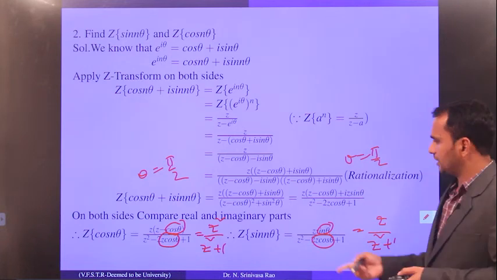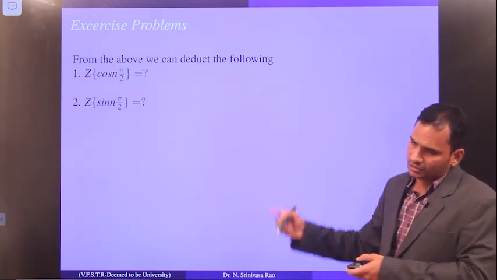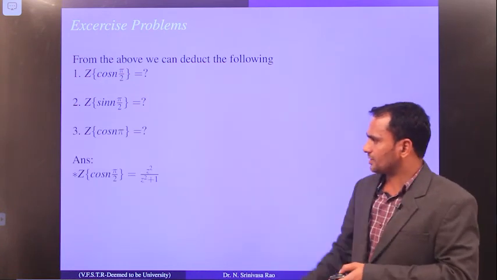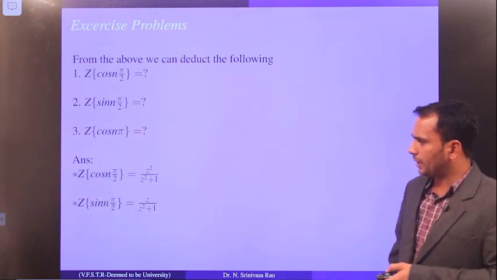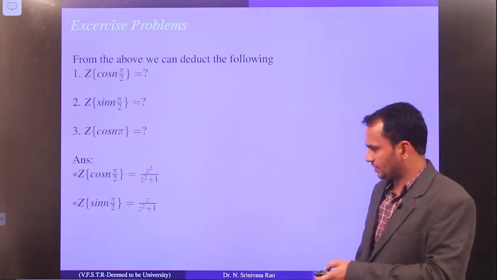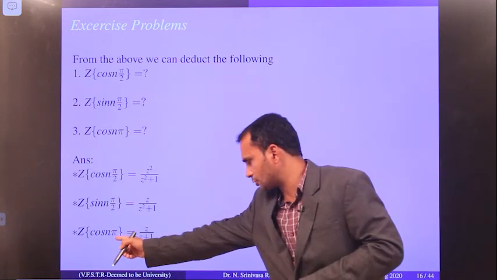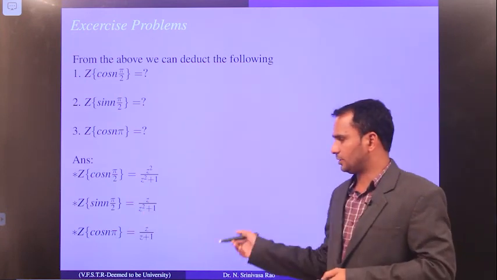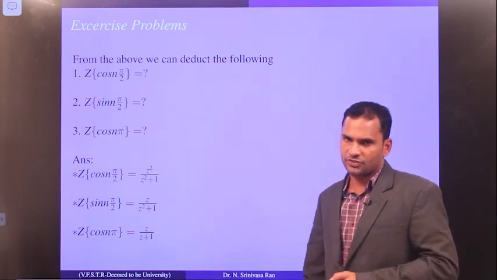This way you have to find the simple examples like Z of cos n pi by 2 and Z of sin n pi by 2. The answer for cos n pi by 2 is z square by z square plus 1, and for sin n pi by 2 it is z by z square plus 1. So what is Z of cos n pi? In the place of theta you substitute pi. Sin pi is 0, cos pi is minus 1. If you apply that, the answer is z by z plus 1.